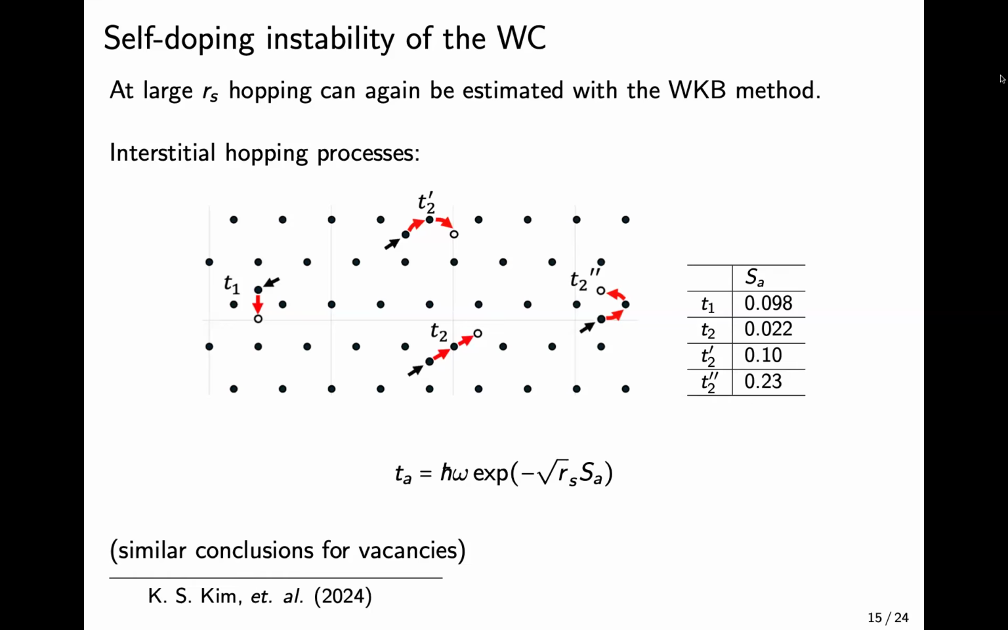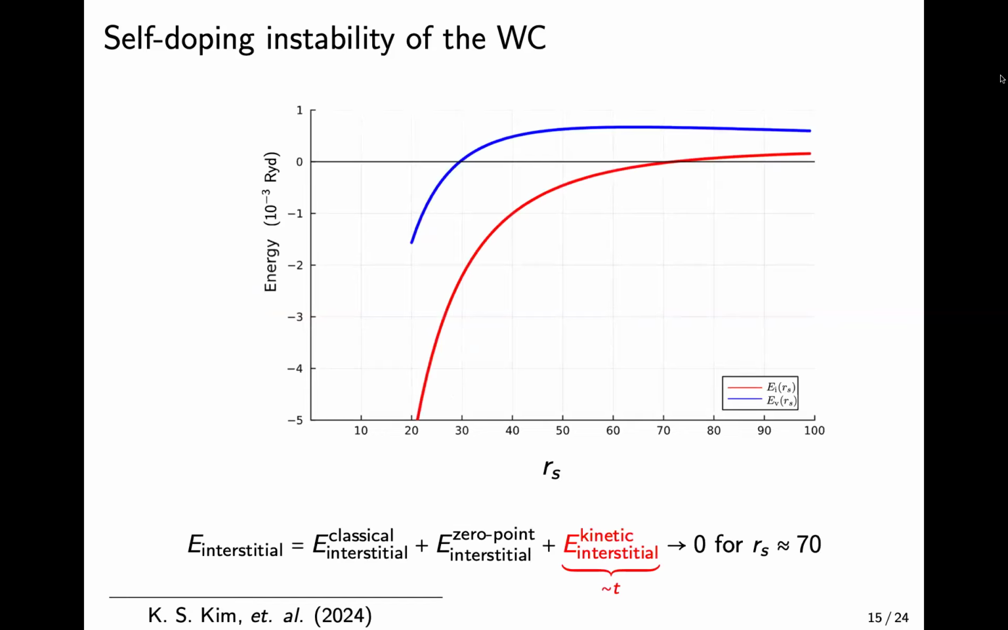Now let's ask ourselves, what does the energy of the defect do as a function of rs? In particular, can we trigger such a self-doping instability? Here the energy of an interstitial defect, which is what I'll focus on for simplicity, is a sum of different terms. There's a classical creation energy, something positive. There's a modification of the zero-point energy. But the most interesting term is this kinetic energy term, which is of order the hopping. The red curve here shows the energy of the point defect defined in this way as a function of rs. What our semi-classical estimates suggest is that at a pretty large value of rs, roughly 70, indeed, the bottom of the defect band can drop below zero energy.